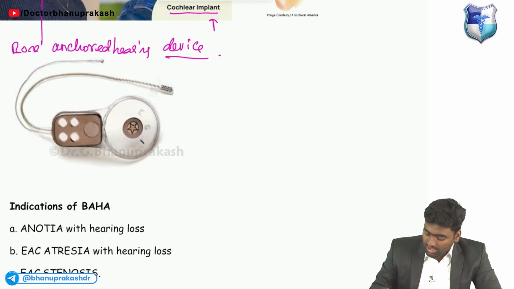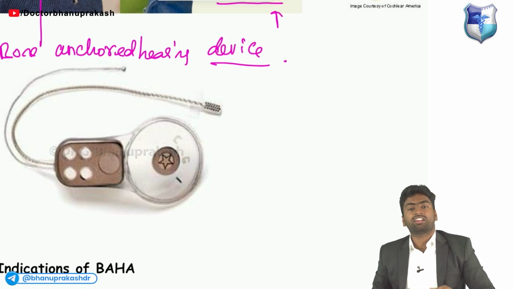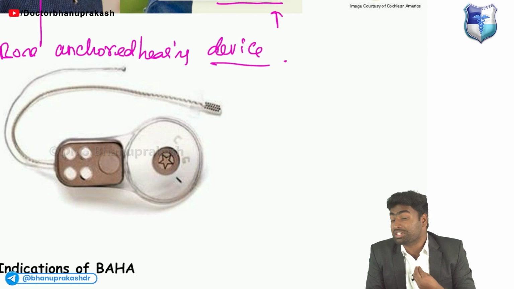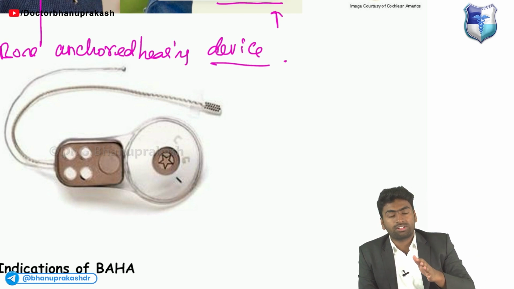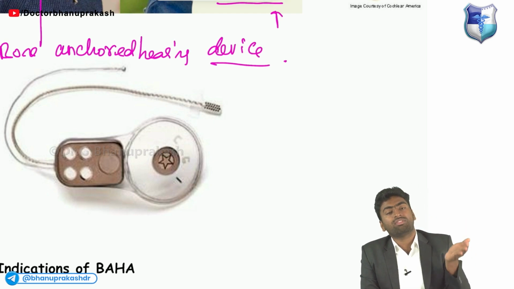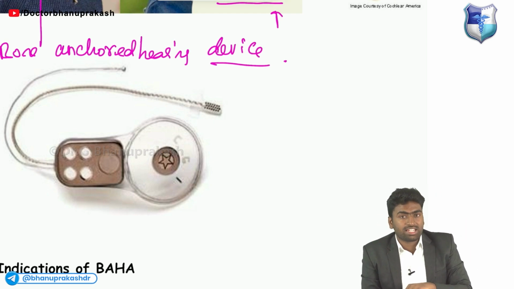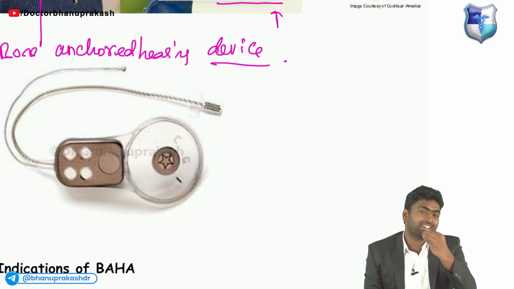Next one, sometimes in a case of neuronal damage, for example, in a case of acoustic schwannoma, the nerve will be impaired, right? If there is no nerve itself, then how will the impulses from this cochlea get transferred? So in such cases, we will go and implant directly into the brainstem.